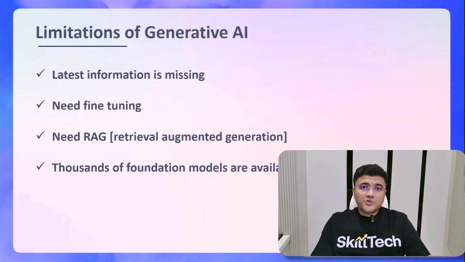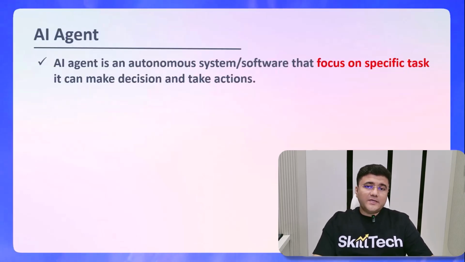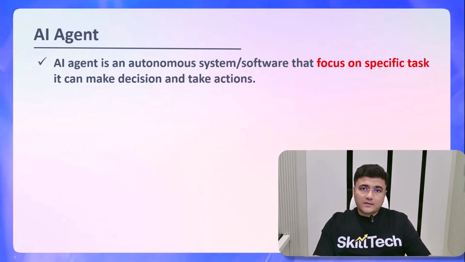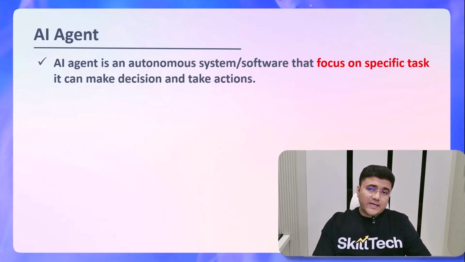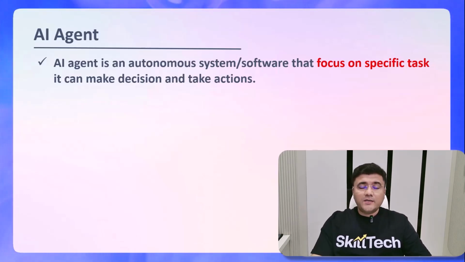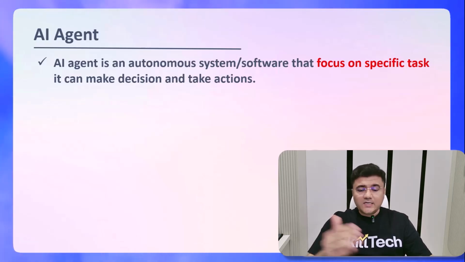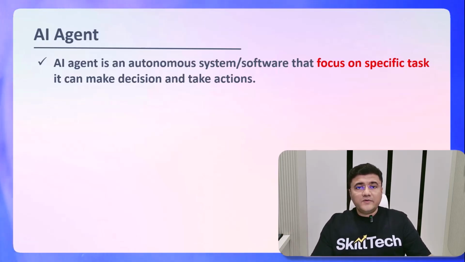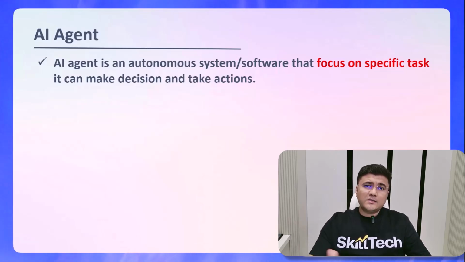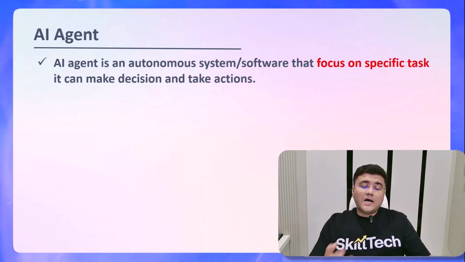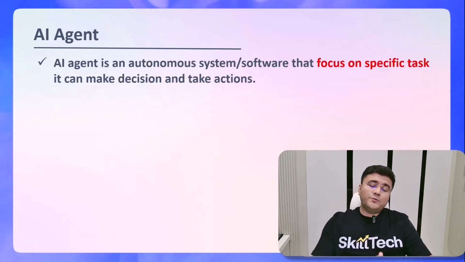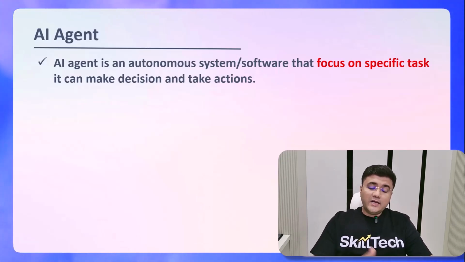And now, once you understand generative AI, let's move forward to the next thing, which is AI agent. As per the definition, an AI agent is an autonomous system or software that focuses on a specific task. It can make decisions and it can take action. From the definition itself, you can understand that this is maybe an extended version of a generative AI application. Because generative AI application was just working like an assistant and helping you to generate some kind of content. In this case, it's focusing on a specific task, which is relevant to task-specific execution. And then, in order to perform the task, it can take decisions, it can take certain actions.